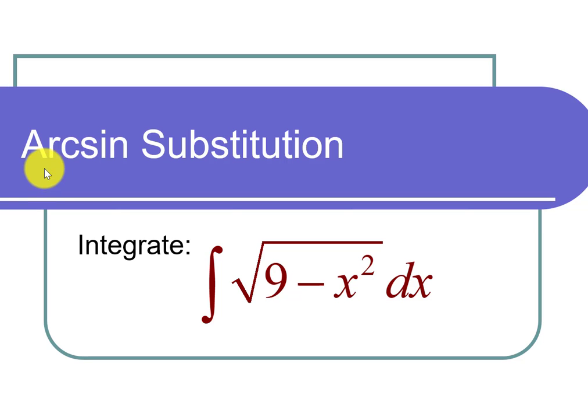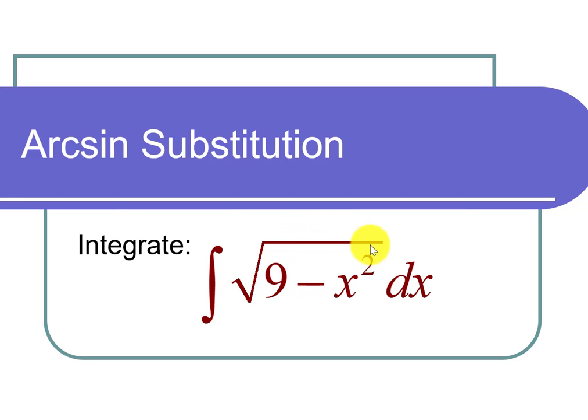This is a video on arc sine substitution. The question states, find the integral of the square root of 9 minus x squared dx. It would be nice if we could cancel the square root and the square, but you can't do that.